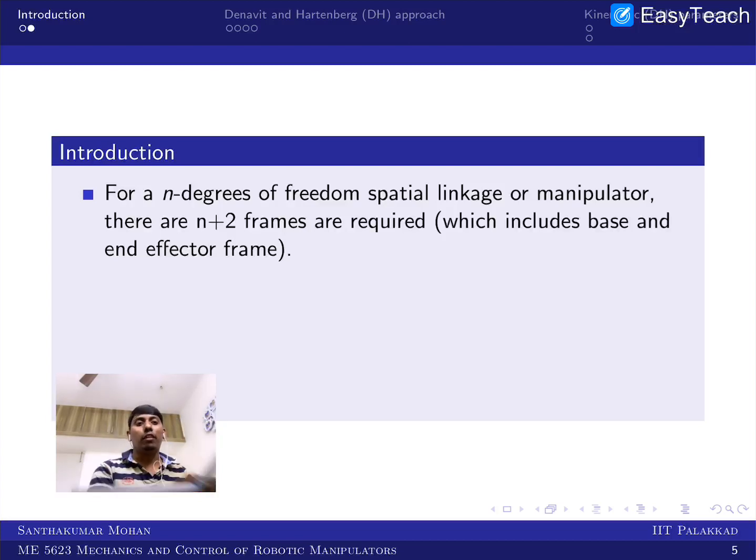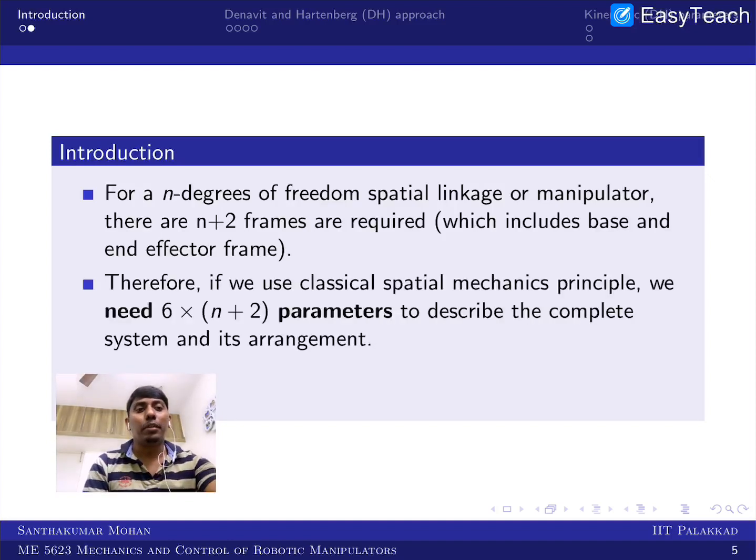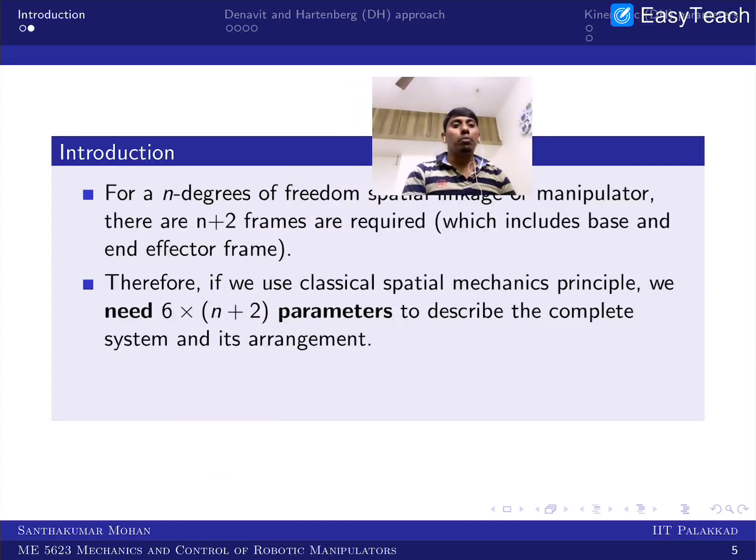So in the sense you can see that if you have an n degrees of freedom spatial linkage or serial manipulator, then you should have at least n plus 2 frames. Then how many variables are required to describe this particular system? For each body-to-body transformation you need 6. Now you have n plus 2 frames, so you would obviously come up with 6 into n plus 2 parameters to describe the entire system and its arrangement.